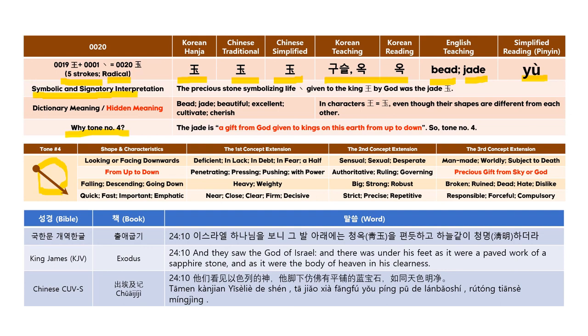Okay, the symbolic and signatory interpretation of this character is the precious stone symbolizing life given to the king by God was the jade. Okay, from the shape, you cannot make this the meaning. So, only the symbolic analysis and interpretation of this character with the combination of a king and dot is making bead or jade. The precious stone symbolizing life. Do you remember this character meaning life or light? Or God, yeah. The precious stone symbolizing life given to the king, yeah, king, by God was the jade.